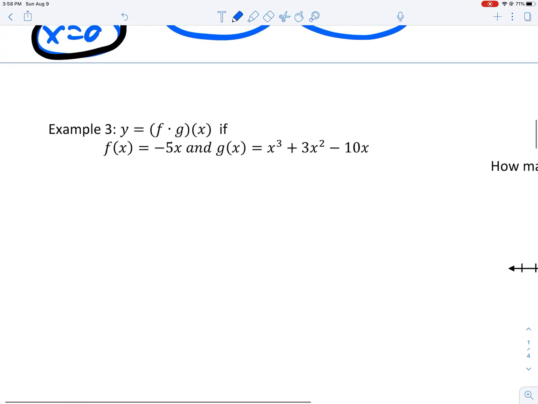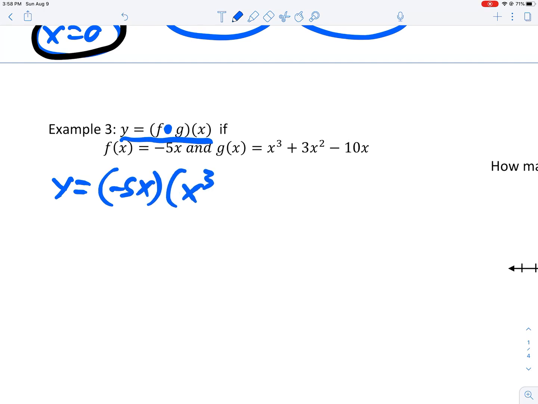So what does this stuff mean? Well, this is times. So it's f times g. So your equation, y, is going to be negative 5x times x to the third plus 3x squared minus 10x. That's what the dot means. Times. So I did that.